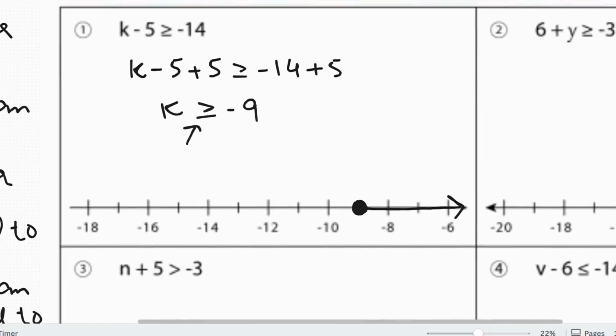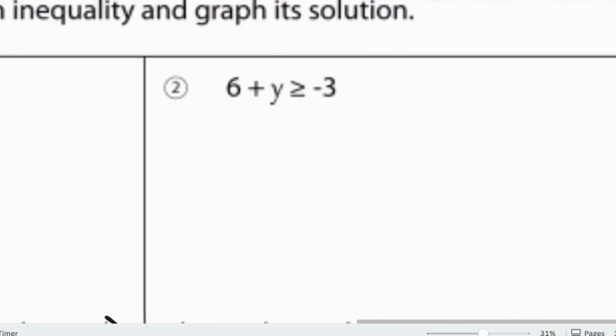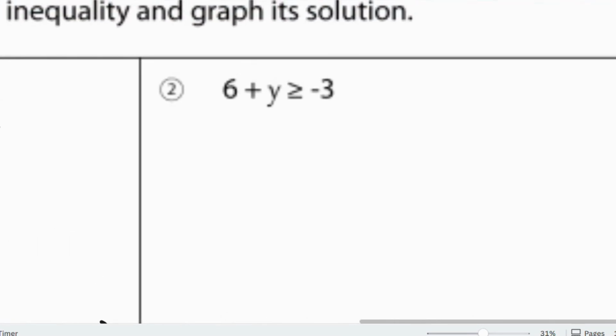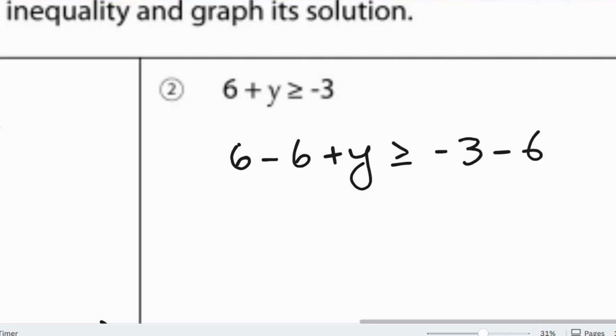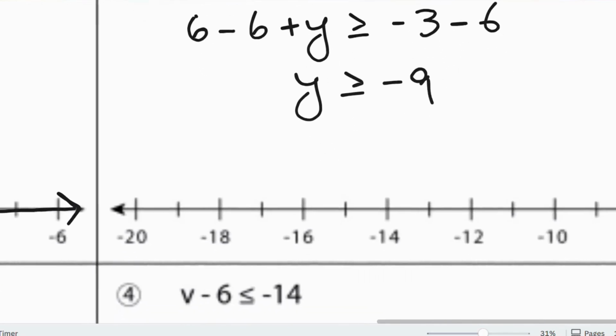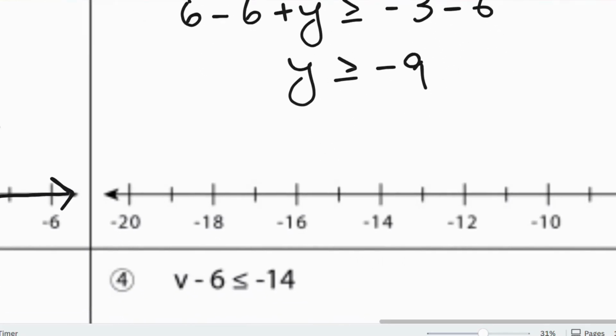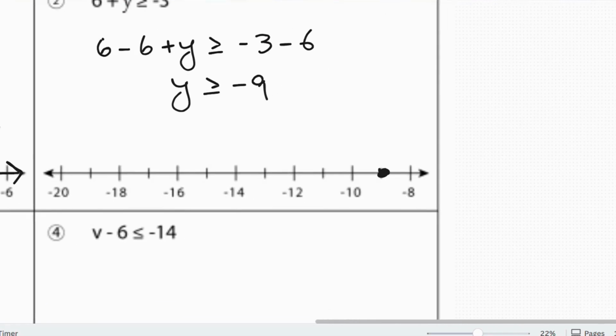Understood? Now I will be moving towards the second question, which is 6 plus y. For this one, we will be subtracting 6 on both sides. Minus 3 minus 6, so that will be y is greater than or equal to minus 9. Alright, so this is again a closed circle. So minus 9 would be over here. So y is greater than or equal to minus 9, right? So it will be pointing that way.